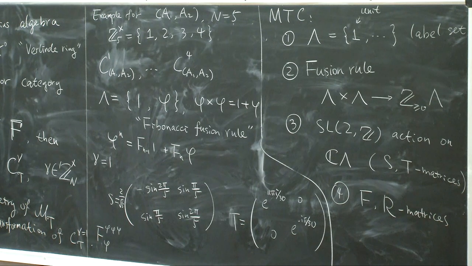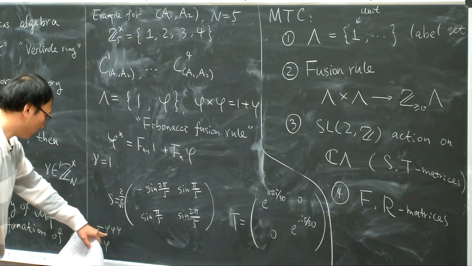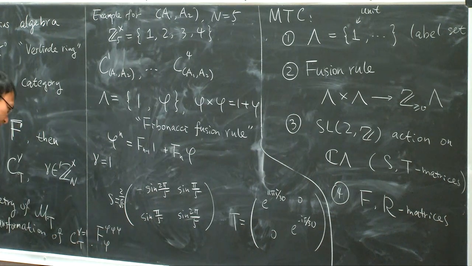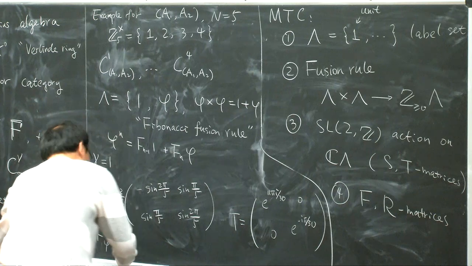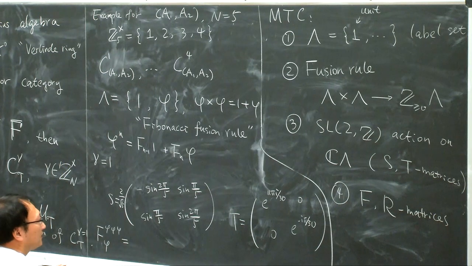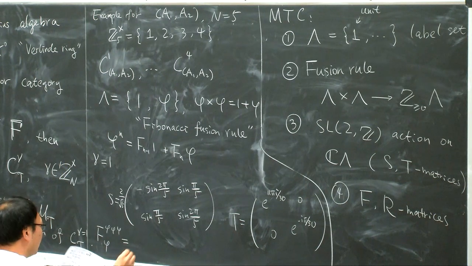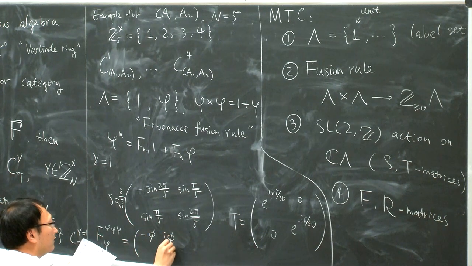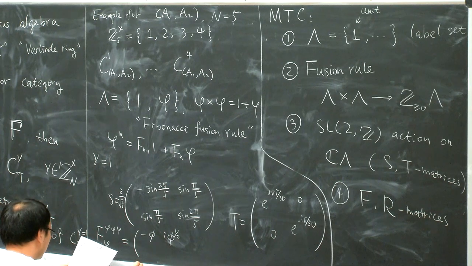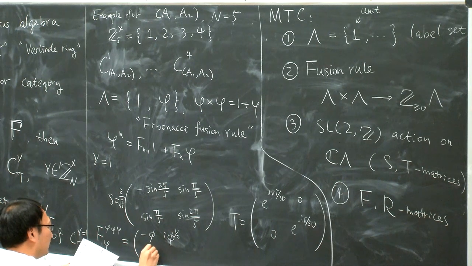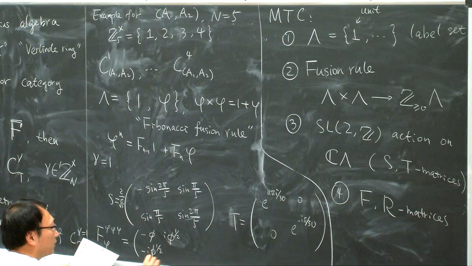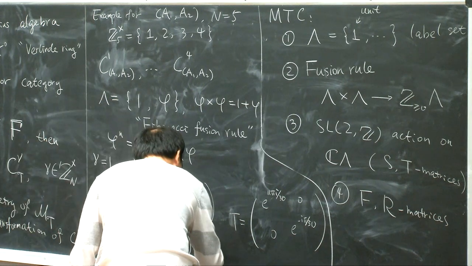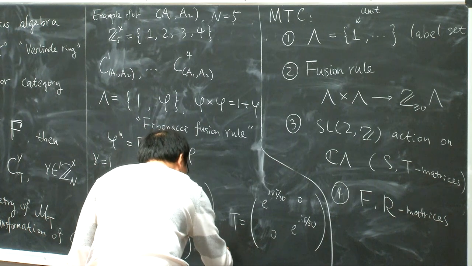An F matrix is labeled by a quadruple of simple objects in a category. And for this one, it's given by minus phi i, square root of phi, minus i phi, square root of phi, and phi. Here, phi is really the golden ratio.